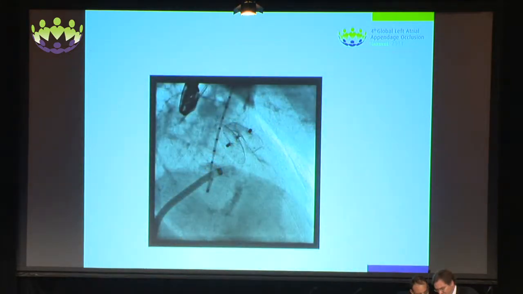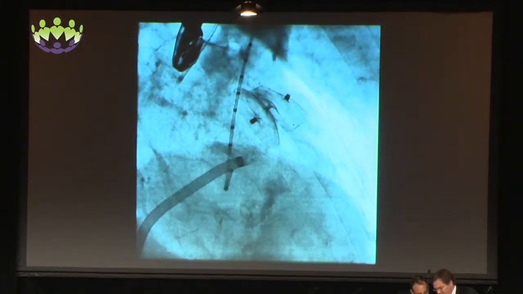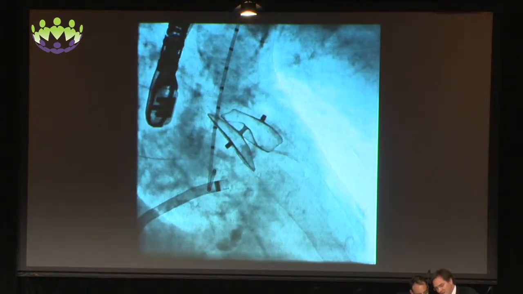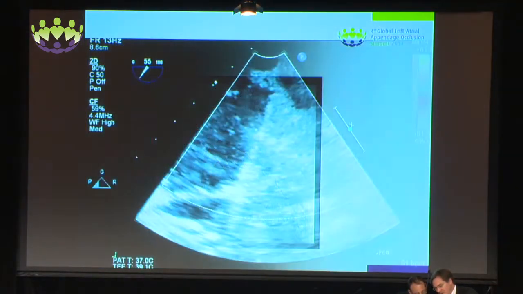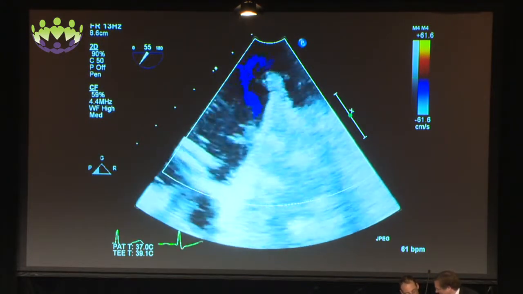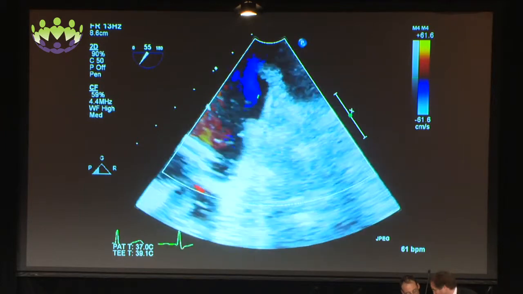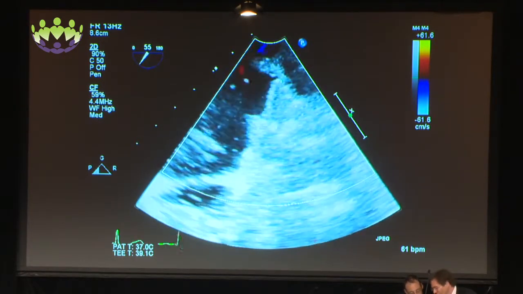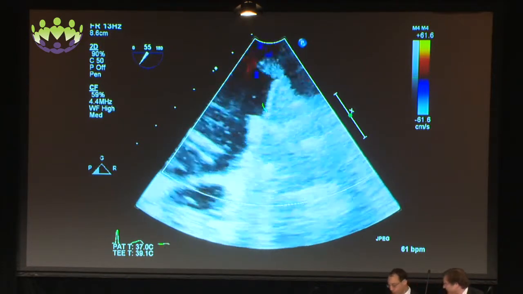Now let's look at the final result. No flow behind the lobe, a little bit of flow behind the disc. Change the angle to get a better view of it, and let's look at it on echo. And this is my final result with good compression and good positioning on either side with this small ridge left out. I was happier with it because it wasn't actually coming in that angle and sitting there.